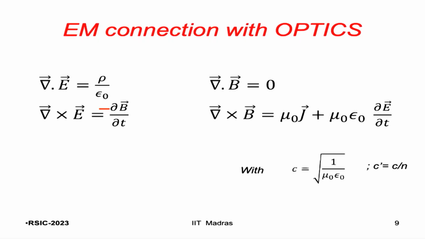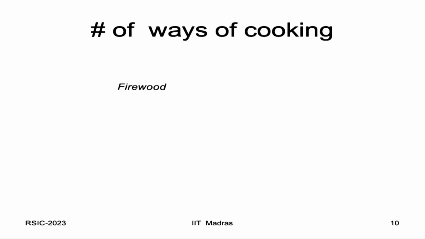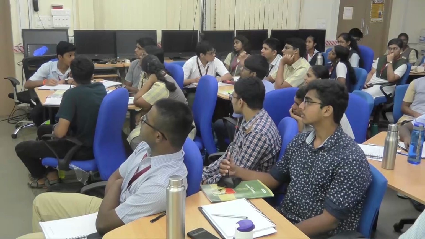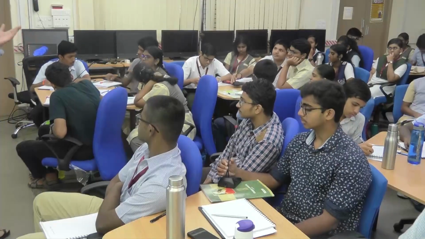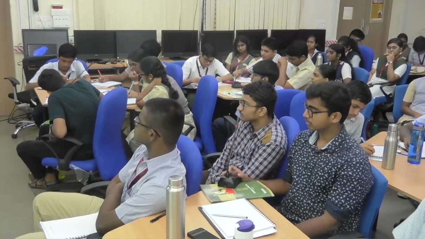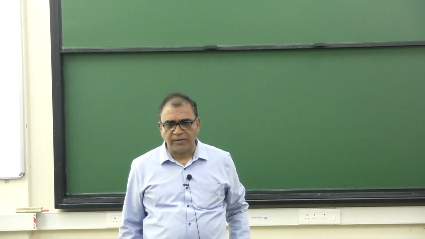If it generates so much interest, it's very nice, but I would be blamed for unnecessarily going into advanced courses. So let me just... Sir, you have written C dash is equal to C by N, right? C by N. What is N? N is the refractive index. Yeah. So for air we take it as 1, but for glass it will be 1.45 or something.